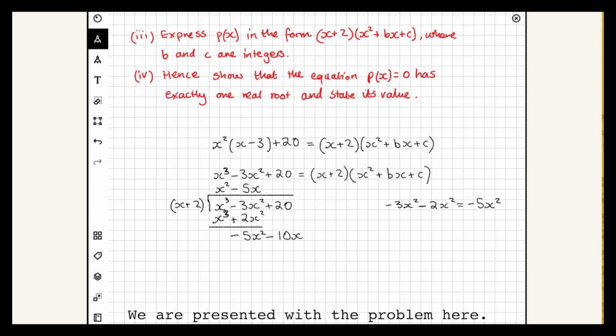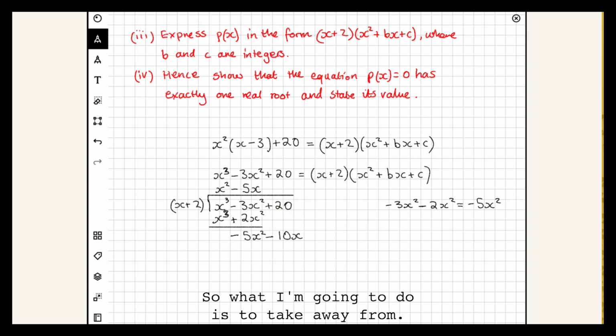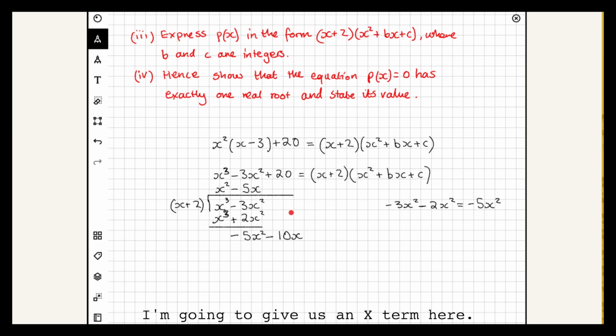We're presented with a problem here. We don't have an x term. So what I'm going to do is erase that and give us an x term here. Let's say it's 0 here. And we will put the plus 20 over here. So it would be 0 minus 10x, which will equal positive 10x.